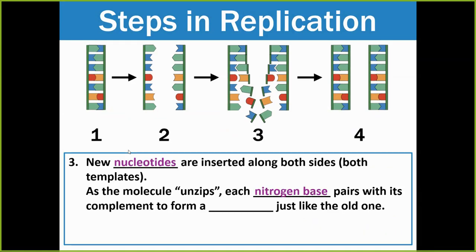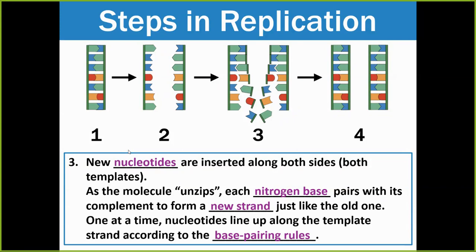Step three. We end up with new nucleotides being inserted along both sides. Remember, the nucleotide is the monomer of DNA. A nucleotide is made up of a sugar, a deoxyribose 5-carbon sugar, the phosphate group, and the nitrogen base. Those three things together make a nucleotide.